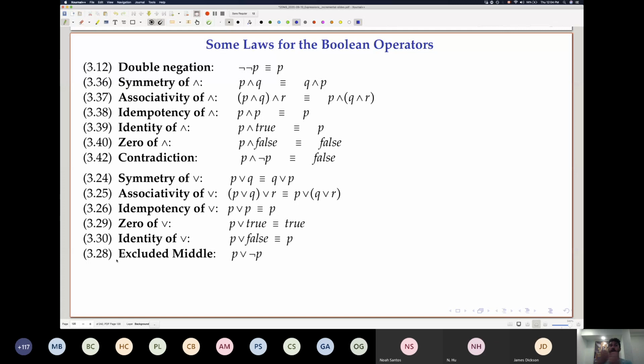Symmetry, change the order around. Associativity means it doesn't matter if you parenthesize to the right or to the left. Idempotency means you have an illusion of free will. Idempotency is that notion of free will. It's either P or P. Well, there's only one, right? So it's an illusion of free will. Zero laws means there's a black hole that sucks everything up. And the identity means there's a do nothing operation that leaves everything alone.